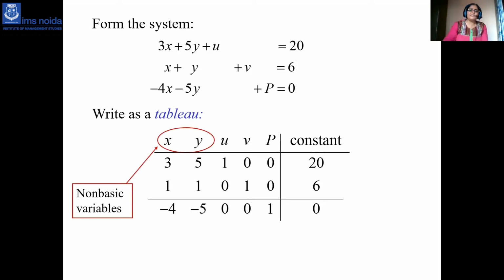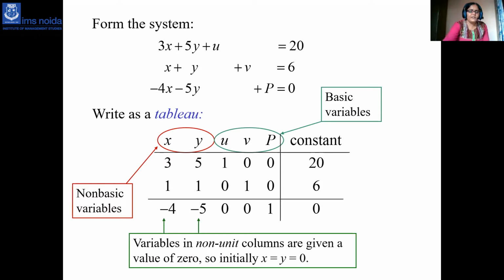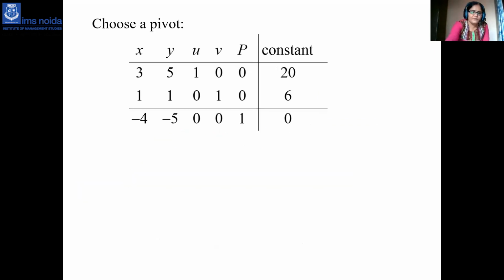These x, y are non-basic variables. These are known as decision variables. So the basic variables are u, v, p. This is the family of the variables. x, y are the non-basic variables, known as decision variables, and u, v, p are the basic variables. The variables in non-unit columns are given the value 0. So you can put x, y equal to 0 initially, and you can write the table like this.